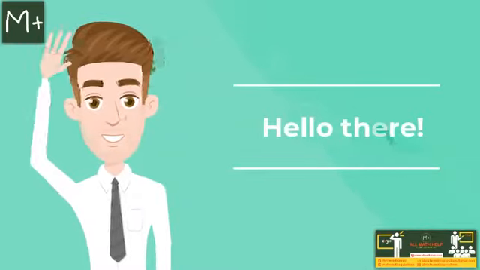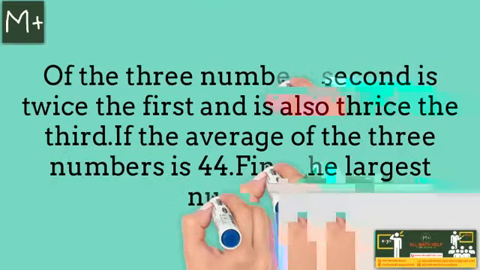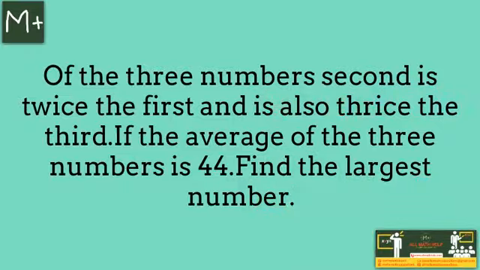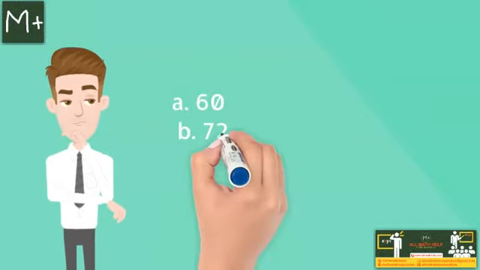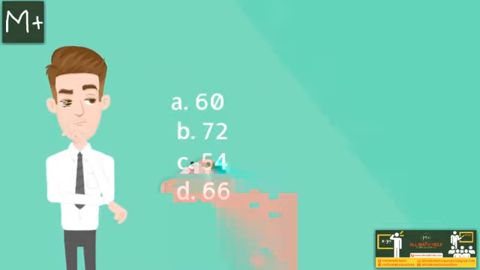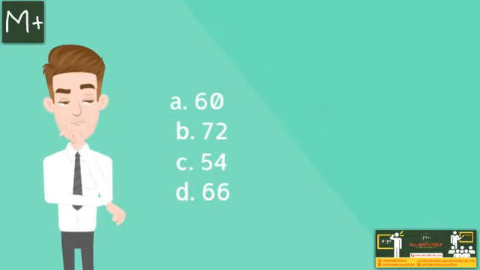Let's begin with a new question. The question is, of the three numbers, the second is twice the first and is also thrice the third. If the average of the three numbers is 44, find the largest number. The options are 60, 72, 54, and 66.